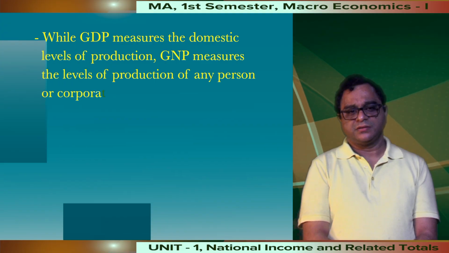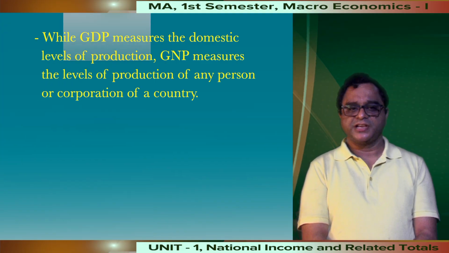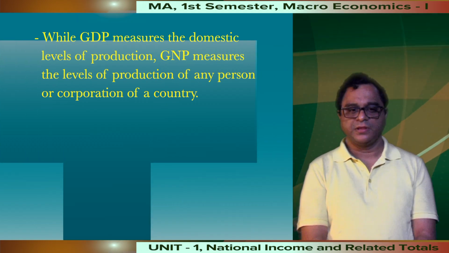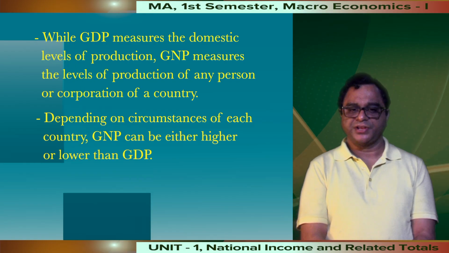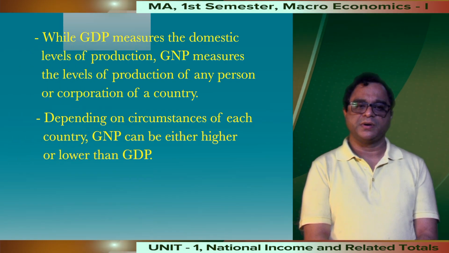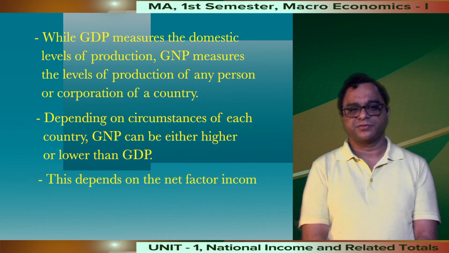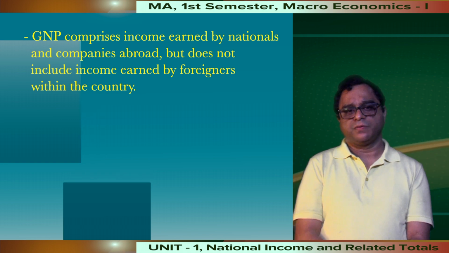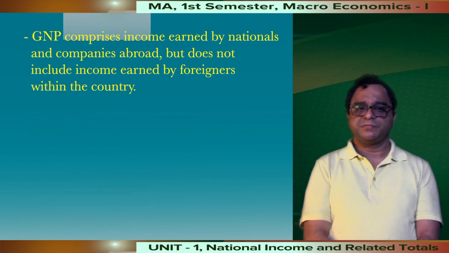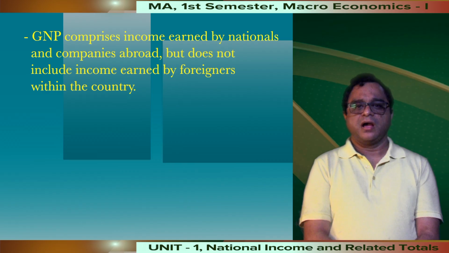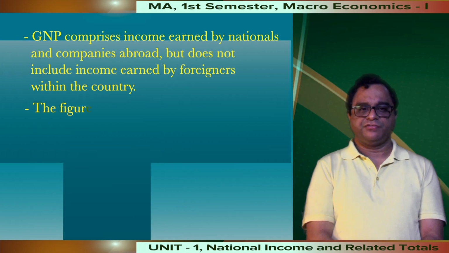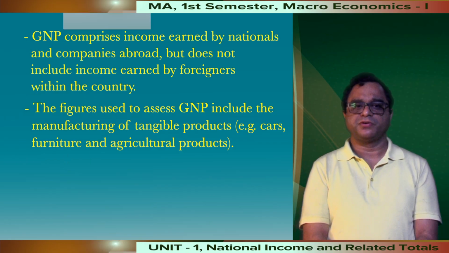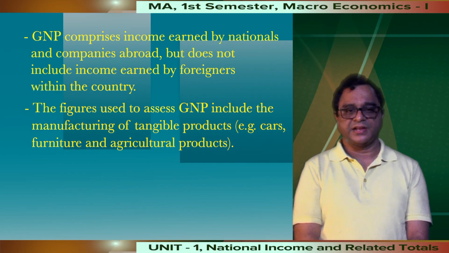While GDP measures the domestic levels of production, GNP measures the levels of production of any person or corporation of a country. Depending on the circumstances of each country, GNP can be either higher or lower than GDP. This depends on the net factor income from abroad. The GNP comprises income earned by nationals and companies abroad, but does not include income generated by foreigners within the country. The figures used to assess GNP include the manufacturing of tangible products, that is cars, furniture, and agricultural products, etc.